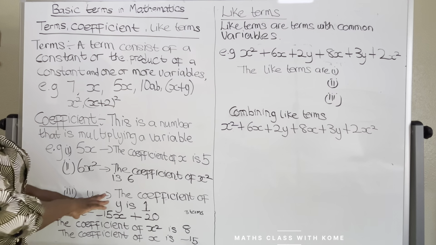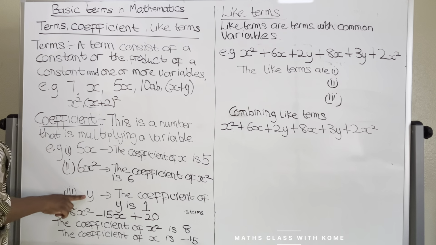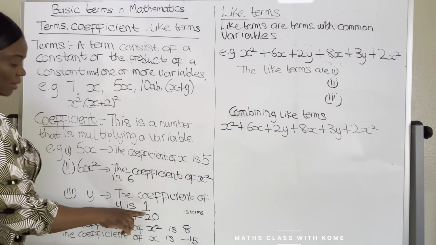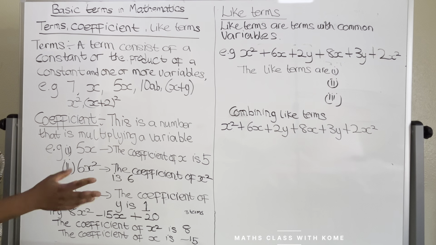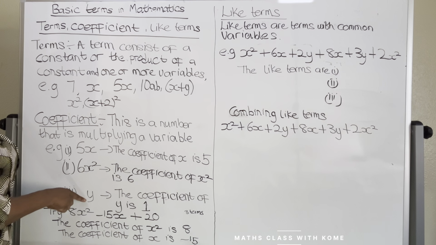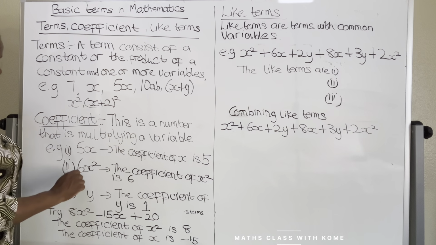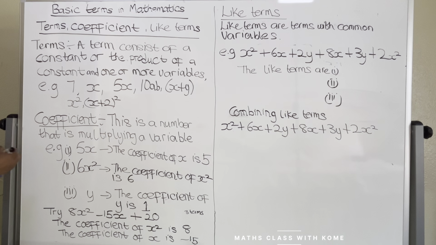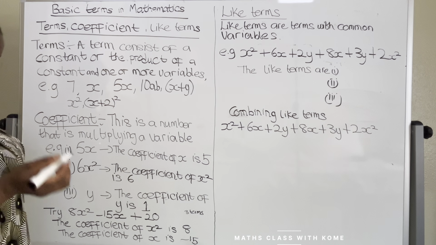The third one, the coefficient of y. This y, the coefficient is 1. Anytime you just see a single alphabet, there is an invisible 1. If you see a, there is an invisible 1 attached. If you see x, there is an invisible 1.